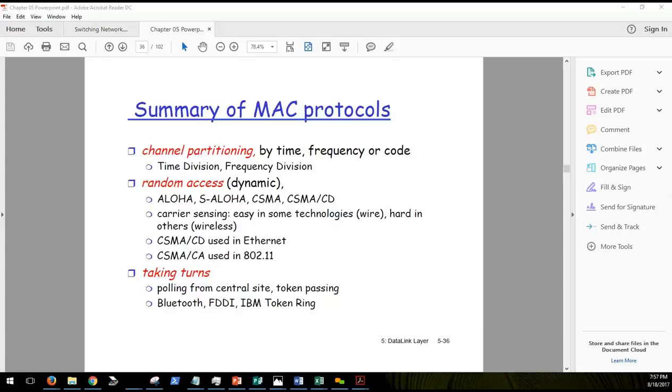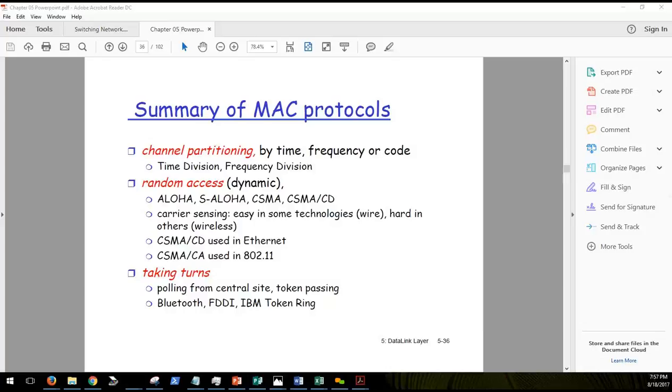So if he says, what kind of protocol do we use in a switch? He might put 802.11. He might put 802.3. He might put CSMA-CD or CSMA-CA. What's the proper answer? CSMA-CD. Correct.